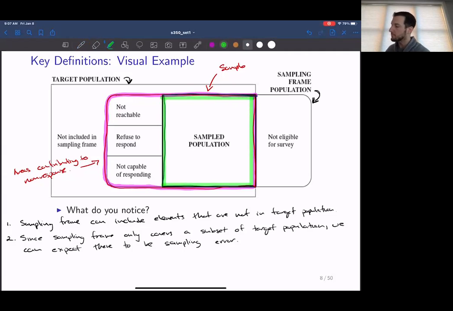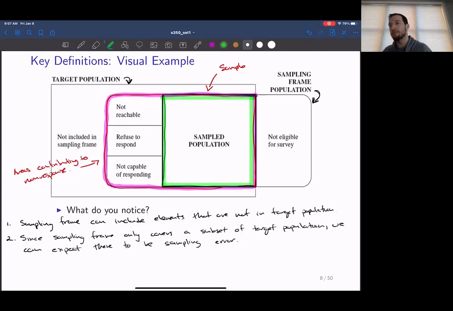All right. And then we have other components. So for example, not reachable, refuse to respond, not capable of responding, that also make up a portion of the sample that we were able to reach, but they weren't able to give us any useful information. Now, in general, we can observe situations where we might have one or a combination of these different elements.